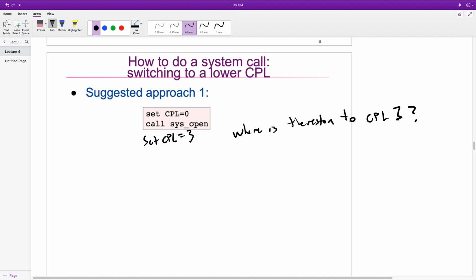And so that's why we're going to have a special instruction that sets the CPL to 0 and calls into the kernel code, but only in the well-defined locations. Okay. So we're going to do an interrupt number 64. There are a variety of interrupts. I think the first 32 are defined for hardware interrupts, and the next 32 are software interrupts, like divide by 0.